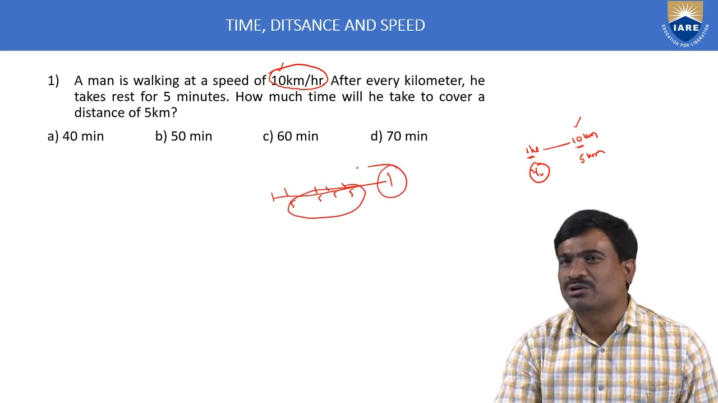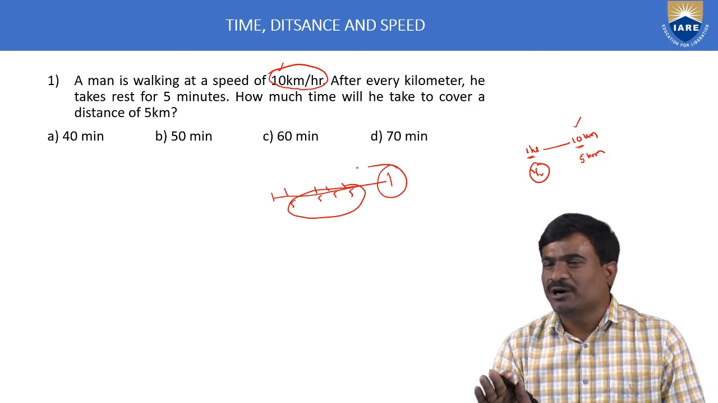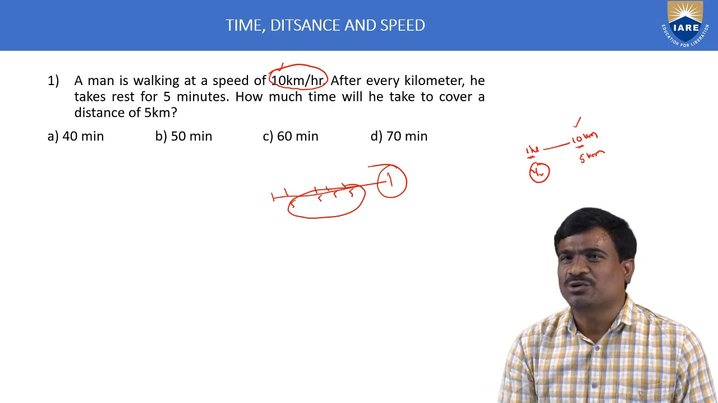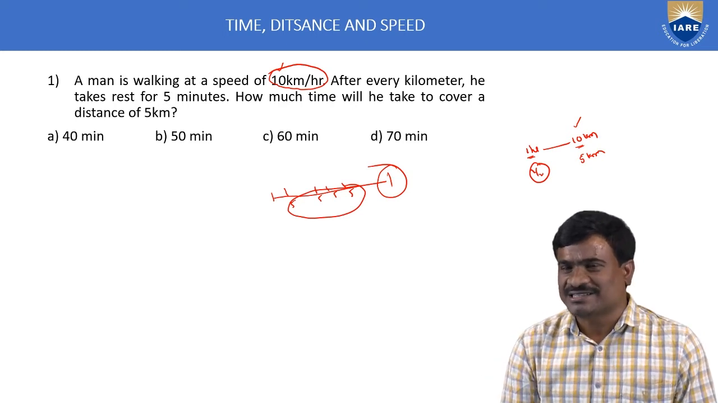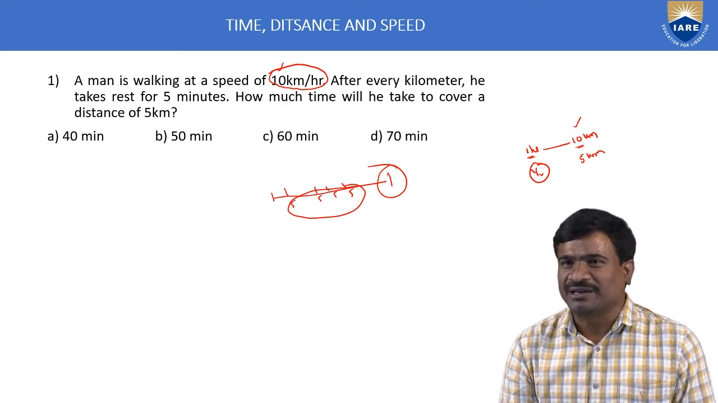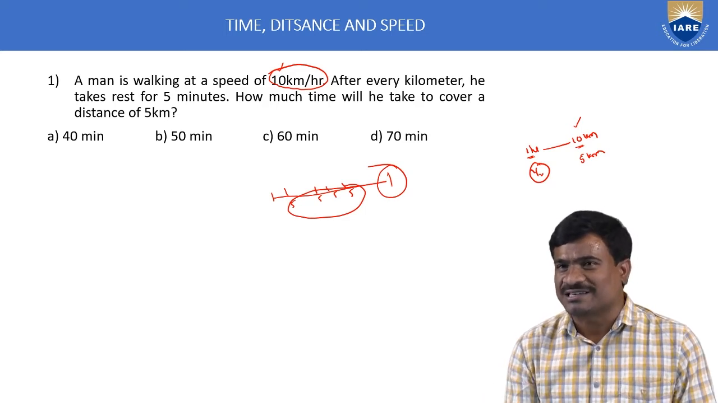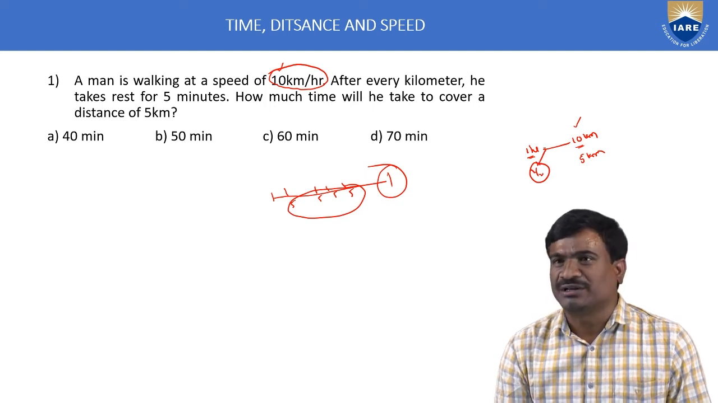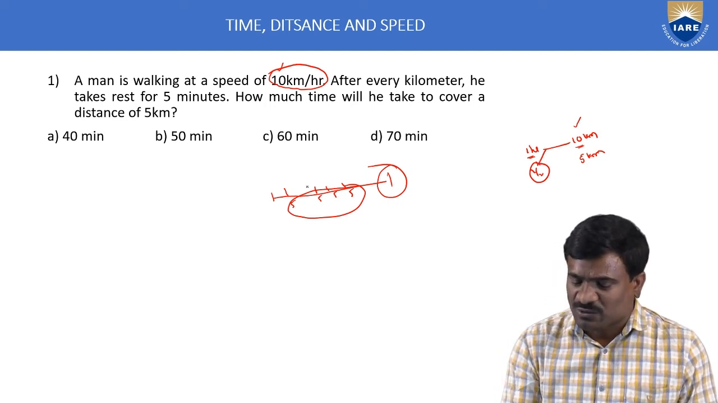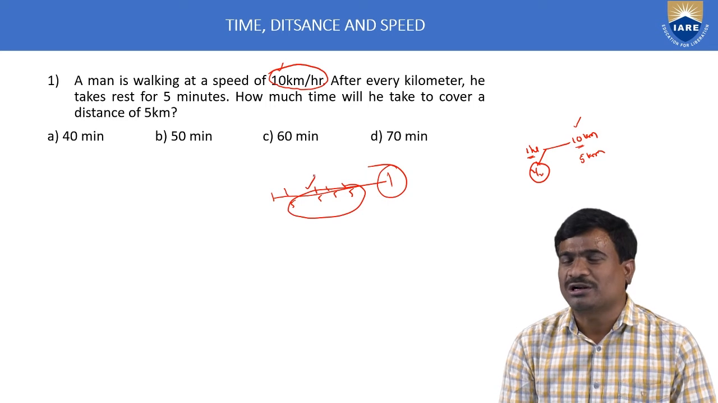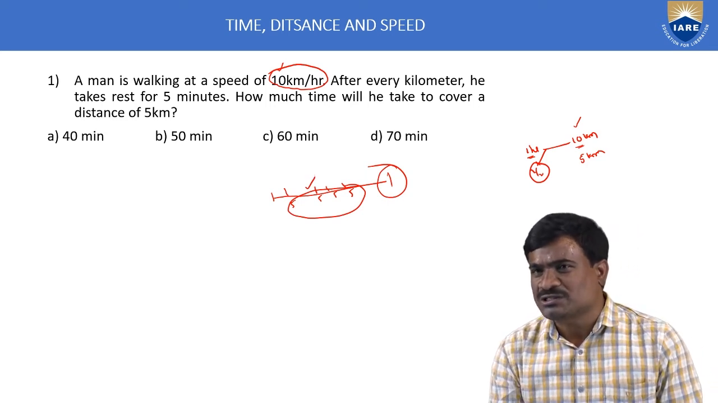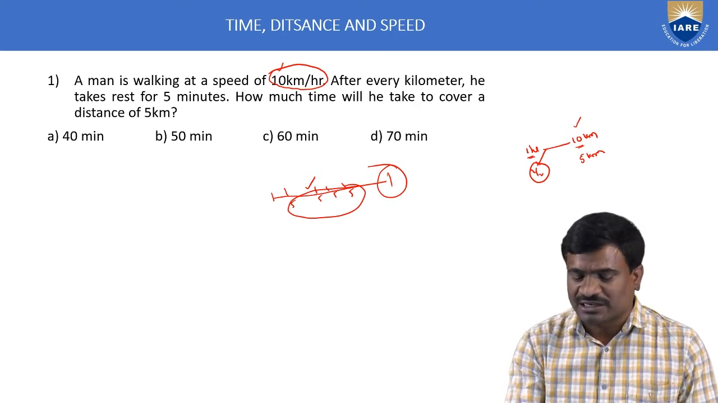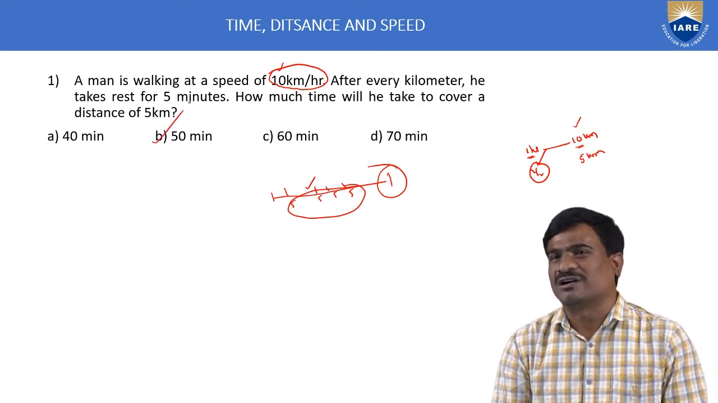But no need to calculate rest at the 5 kilometer point. That point is called the destination point or end point. You have to calculate only up to 4 kilometers. Each kilometer 5 minutes, so total rest time is equal to 20 minutes. Without stoppages is 30 minutes, the stoppage time is 20 minutes. Therefore, total time is without stoppages plus stoppages, 30 plus 20 is equal to 50 minutes, which is the answer.